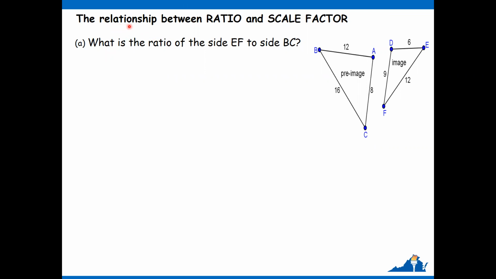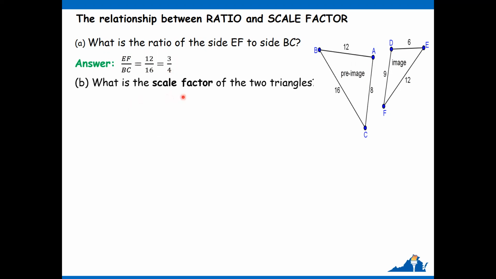Now, let us look at the relationship between ratio and scale factor. What is the ratio of side EF to side BC? Side BC is marked 16, side EF is marked 12 of these given triangles, the pre-image and image. To get their ratio, EF/BC, we substitute their values, and it reduces to 3/4. So that's the ratio between those two sides.